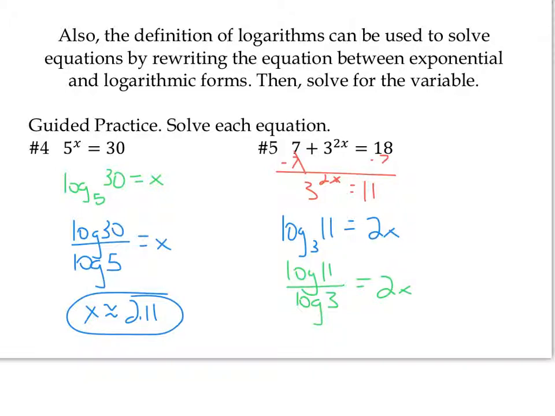When we do the log 11 divided by log 3, so we have log 11, and we divide it by log 3, and just that part should come out to about 2.18. And then you have to divide that by 2. So on your calculator, just divide by 2, and you're going to end up with your final answer of x is about 1.09.